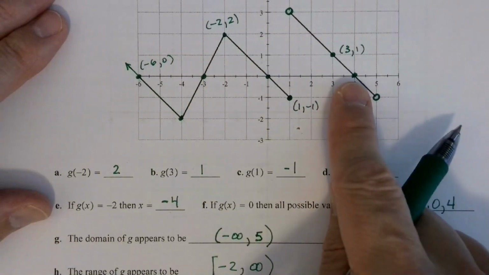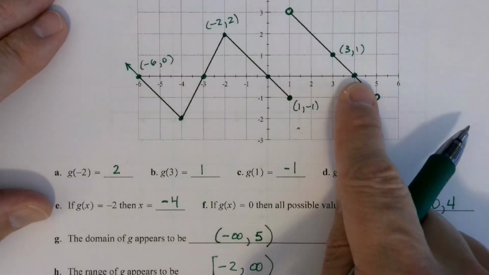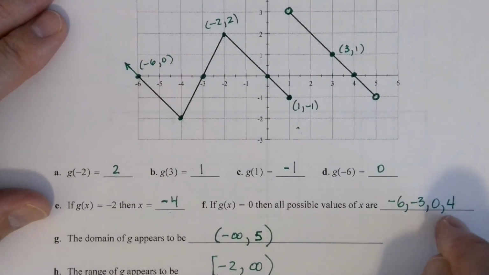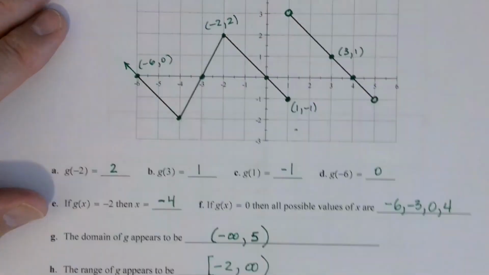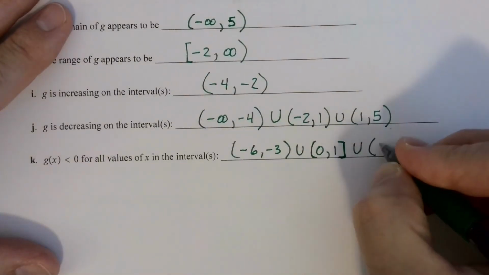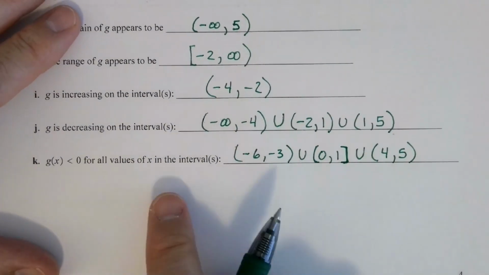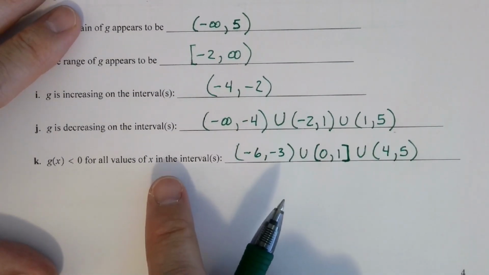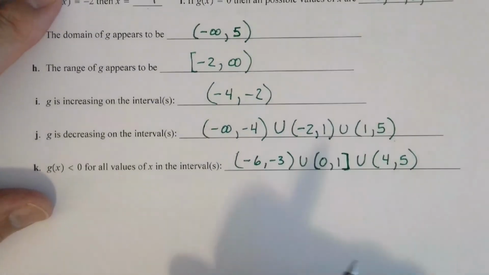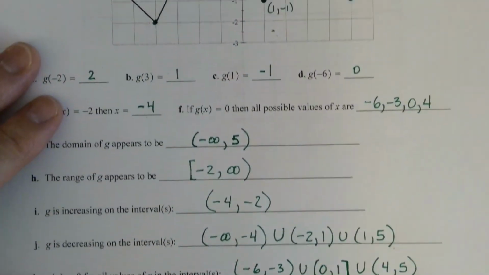And then the last interval, we said 4 to 5. That's everything strictly between 4 and 5. I don't want to include 4 because it's equal to 0 at 4 and it's not defined at 5. And so this will be parentheses 4, 5, parentheses. So we've got 3 separate intervals where we're going to be less than 0. We're going to be below the x-axis.